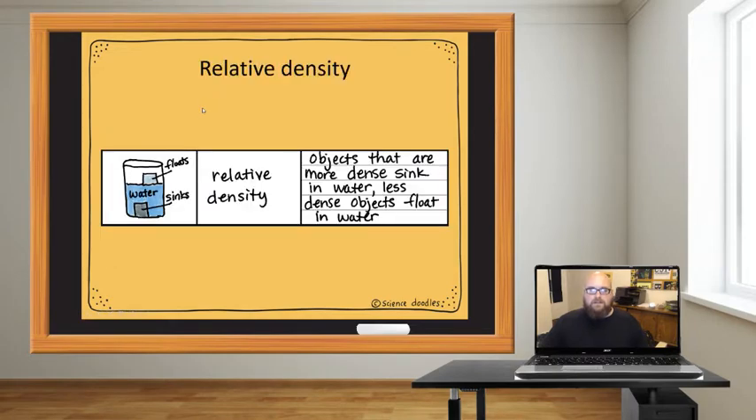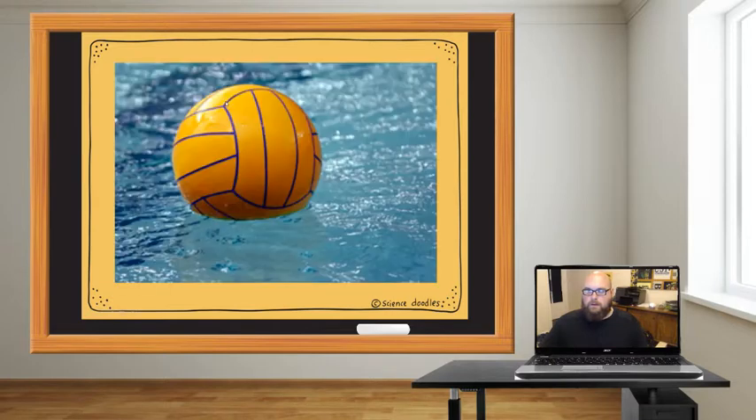And then the last of which is relative density. Relative density has to do with whether or not something will sink or float in water based on its density compared to water's density, which is considered to be 1. So anything less than 1 will allow it to float. Anything greater than 1 will cause it to sink down to the bottom. So in this case, a water polo ball floats on top of the water because its density is less than that of the water that surrounds it.